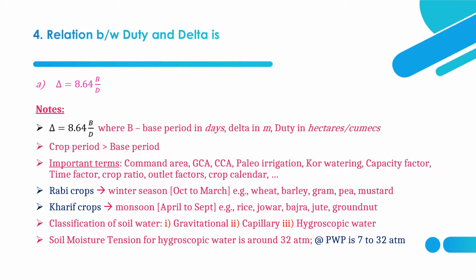Delta is equal to 8.64 B by D, where B is the base period in days. Units are important here. The base period has to be in days, delta should be in meters, and duty is in hectares per cumec. These units are to be followed strictly. We cannot use other units. Delta is the depth in meters, and capital D is the duty in hectares per cumec, hectares per unit discharge of 1 meter cube per second.